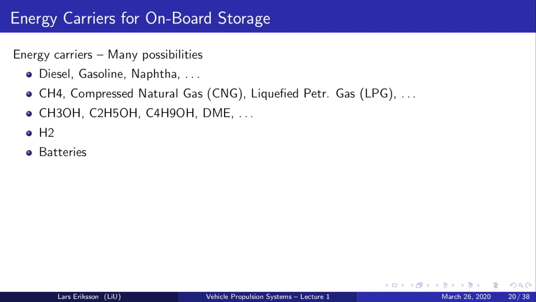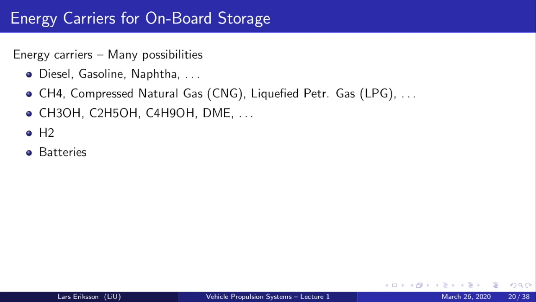That's an intermediate component in the refinery process. Then we have methane, we have natural gas. Methane is the biggest component in natural gas. Then in natural gas there are also other components. Then we have liquefied petroleum gas called LPG.